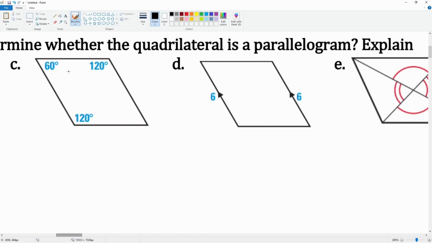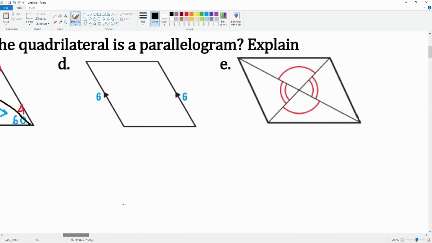C, then we have 60, 120, 120. Oh, we could actually get one more here. This is 60. Wow, look, these opposite angles are congruent, and these opposite angles are congruent. So that proves that it is going to be a parallelogram. If you draw a vertical line down here, you get the side here, an angle here, and an angle here. So you could prove this using angle, angle, side, which works. So this one would be a yes.